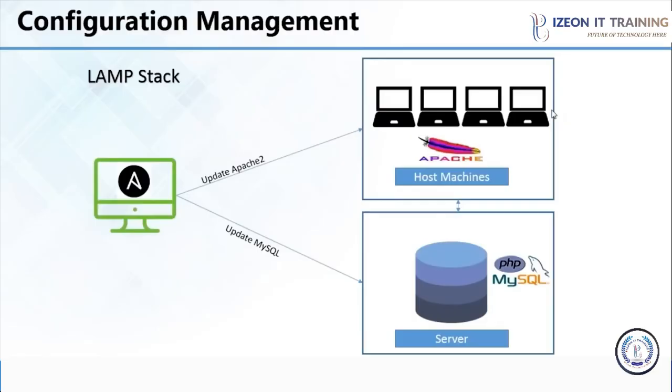For example, I've got my host machines and Apache web servers installed in each of the host machines. I've also got PHP and MySQL installed. Now if I want to make configuration changes, if I want to update Apache and update my MySQL, I can do it directly. I can push those new configuration details directly onto my host machines or my node machines and my server. And you can do it very easily using Ansible playbooks.